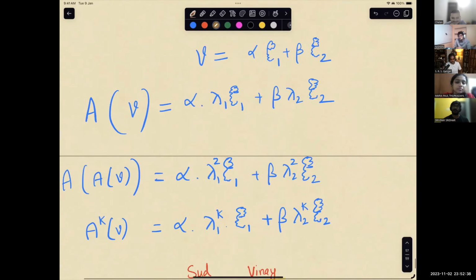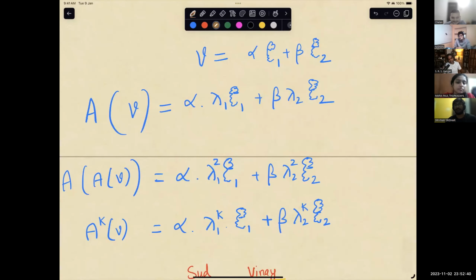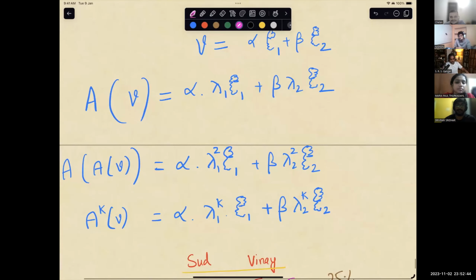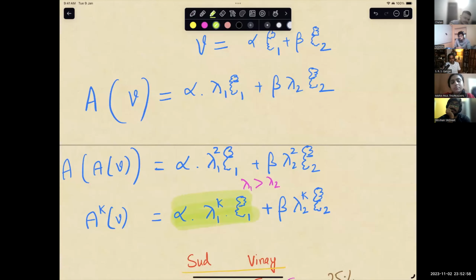Okay. Now, getting back, your lambda 1 to the k, lambda 2 to the k. If lambda 1 is given to be greater than lambda 2, even by a small factor, the k that is sitting there will make this component very large, really very big, and this component really very small. Okay, let me write this down.